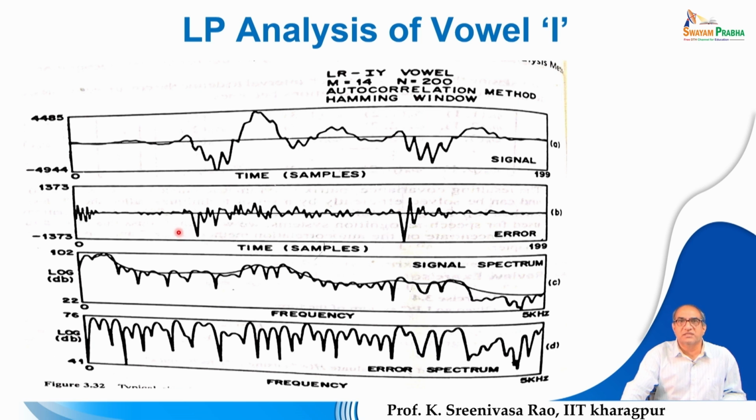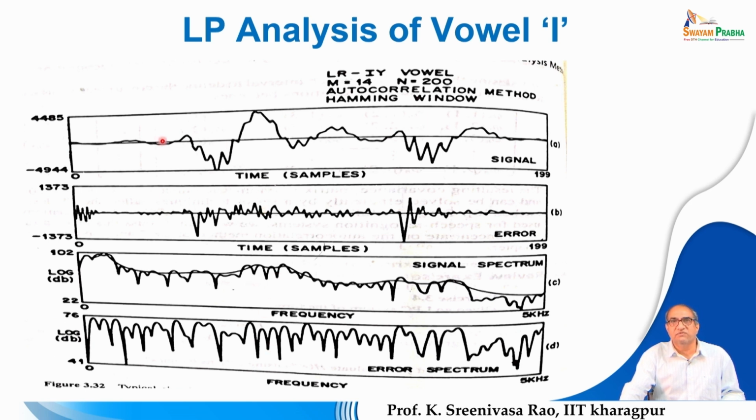Since it is like noise, the spectrum is flat, all frequencies are present, and it is periodic. That is the reason the harmonics of the periodicity can be observed over here. So, here the error signal spectrum will be this one, and in this LP analysis we can see the kind of separation of the vocal tract and the excitation.